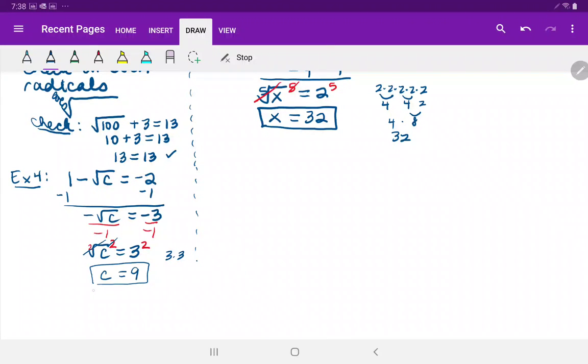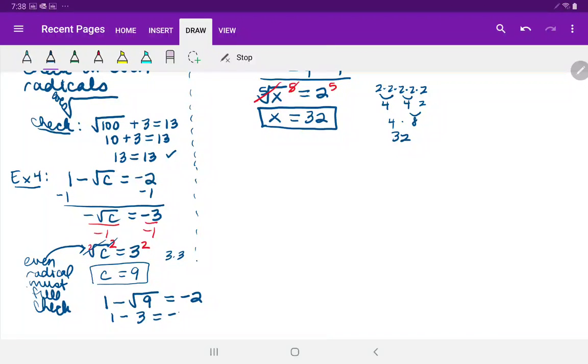Okay, I kind of box it, but then was it an even or an odd radical? So if it's an even radical, then you must do a full check. So what you do is you start with the original problem, substitute in the number. It has to be the original problem. 1 minus, that's 3, equals -2. -2 equals -2. Okay, that's fine. That check works. And that's it.